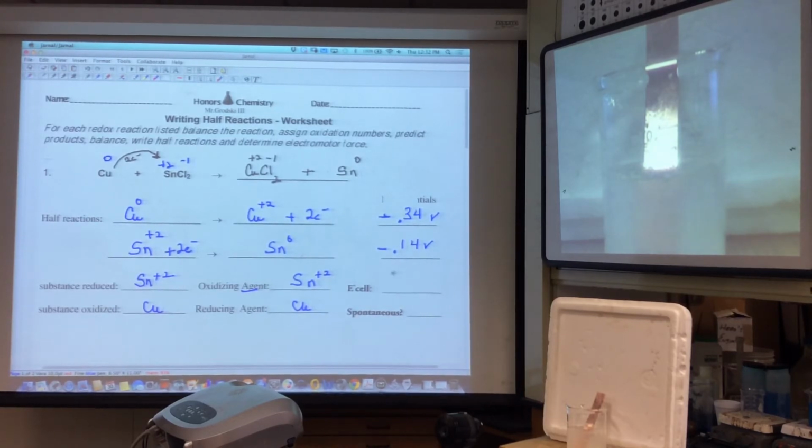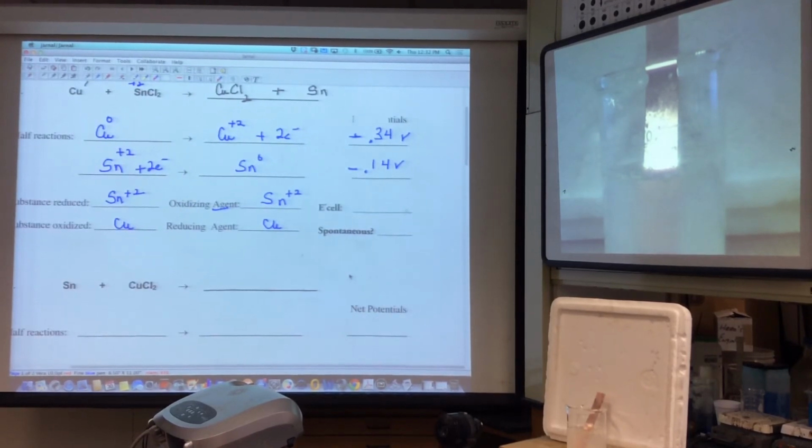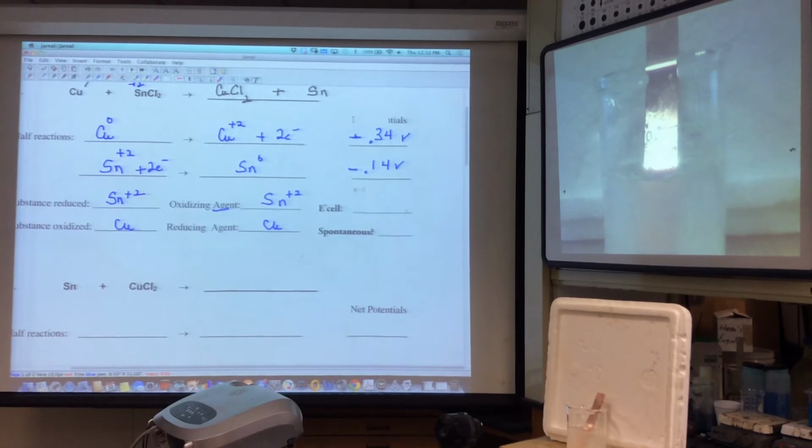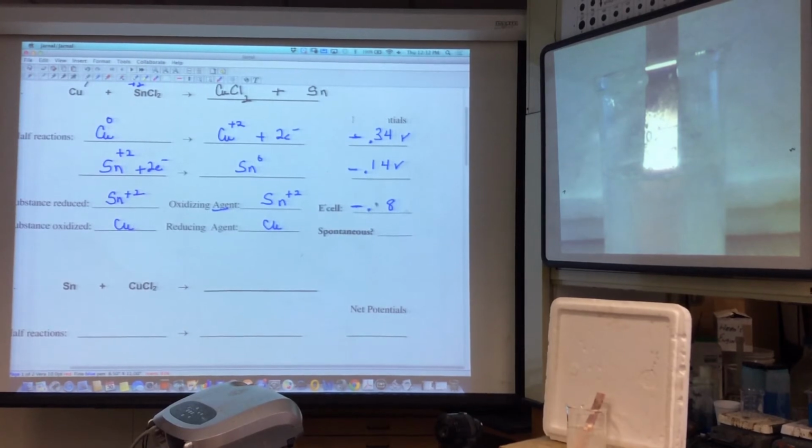Now, for E0 cell, all you're going to do is add the 2 voltages together. You're adding 2 negatives, so the overall thing is negative. This is 0.48 volts. More importantly, it is negative 0.48 volts.